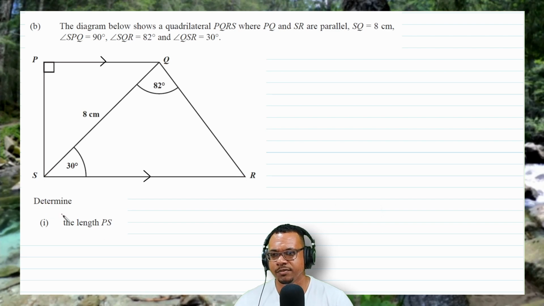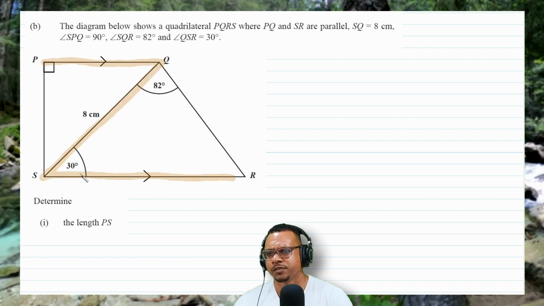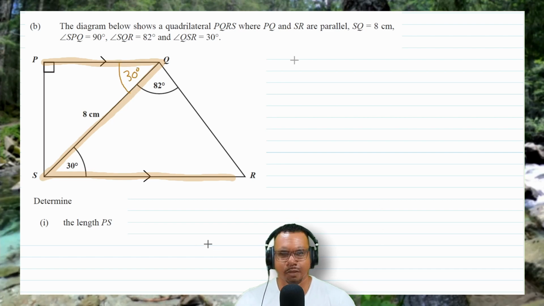Now, first we want us to determine the length of PS. So this is PS here. We can see that this is a right angle triangle here. Parallel lines, look for alternate or corresponding angles. So we can see a Z here. So if here's 30 degrees, then here's also 30 degrees. Alternate angles. So now I'll take out my right angle triangle.